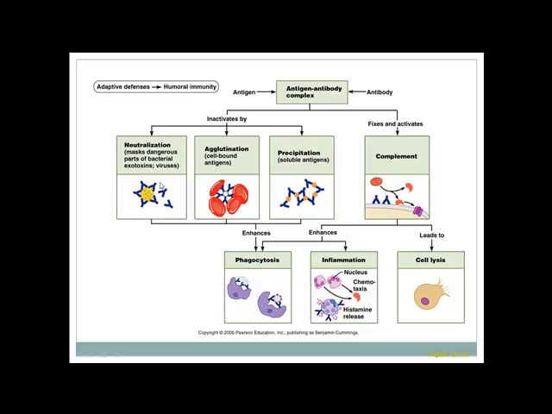Neutralization means that there are antigens on the surface of the microorganism or pathogen that has come in, and the antibody just covers it up so it can't interact with anything in your body. It just can't harm you. Agglutination, like we said, will clump it, and when it gets clumped, it enhances phagocytosis. Neutralization also enhances phagocytosis. Precipitation, once it's visible, now your macrophage can go eat it. Alright? And with our complement, that's going to help out with phagocytosis, inflammation, and cell lysis.